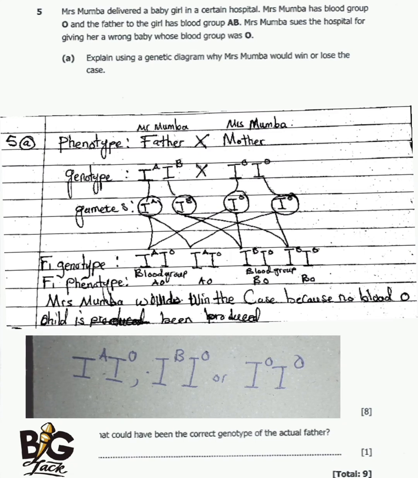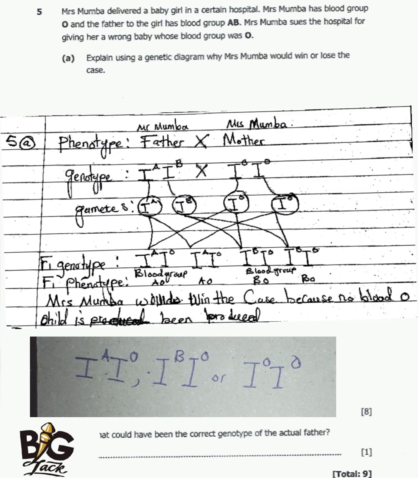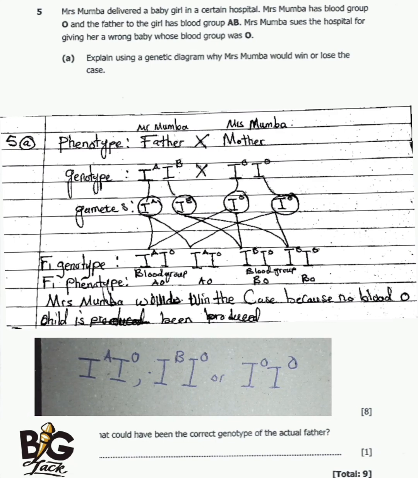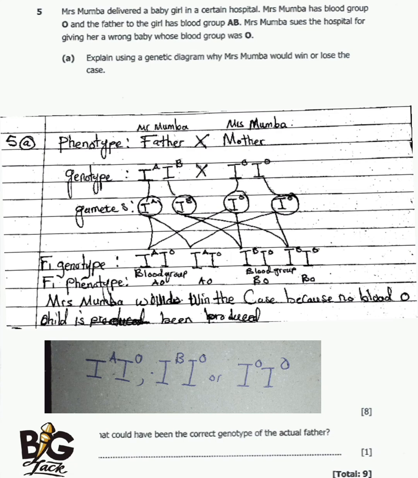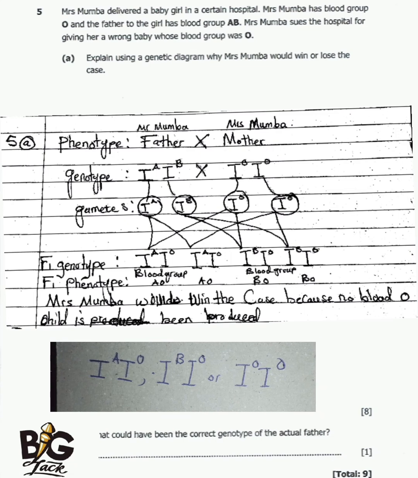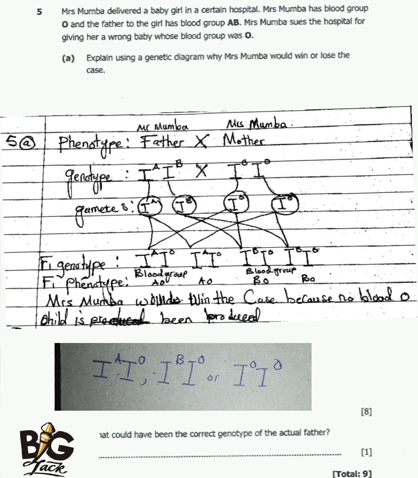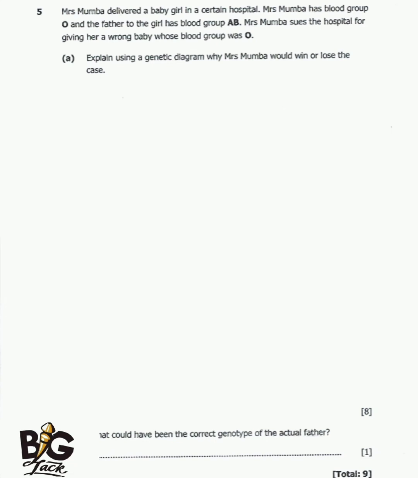If you try to draw a genetic diagram using the alleles that I've given you, you're going to find that at least we are going to have a child with blood group O. So here I'm saying the actual father was having blood group A heterozygous, which means we are going to have capital letter I to the power capital letter A, capital letter I to the power O. Or we can say capital letter I to the power capital letter B, capital letter I to the power O. Or we can say the father was blood group O homozygous recessive, where you are going to have OO on the capital letter I. Okay, so let's move on to the next one.